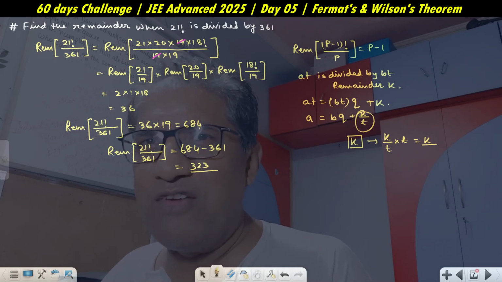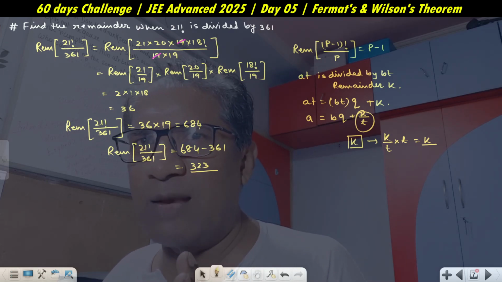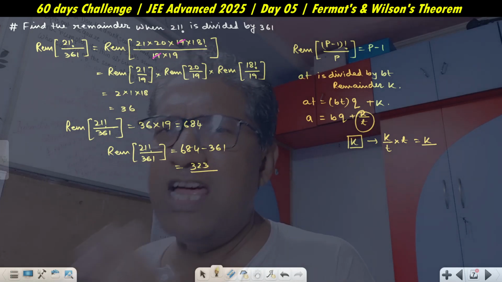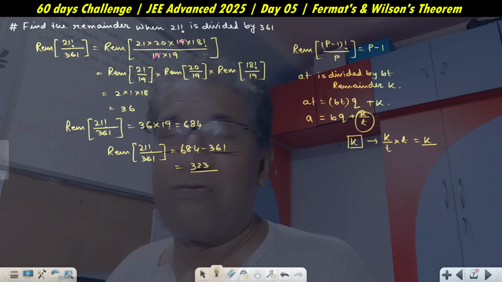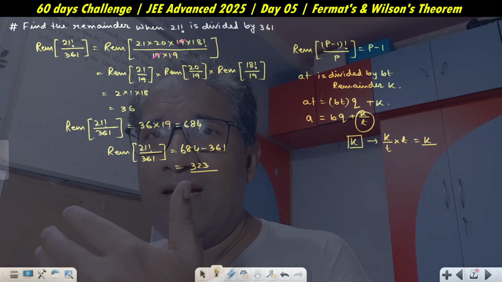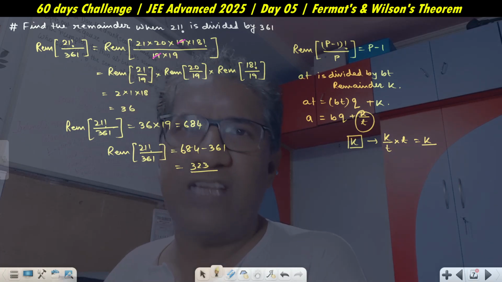Is it clear to everyone or not? Have you understood this concept? A very, very wonderful method of finding the remainder when factorial is involved in the question.